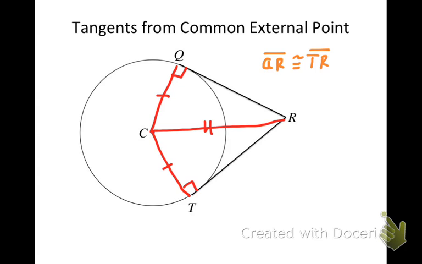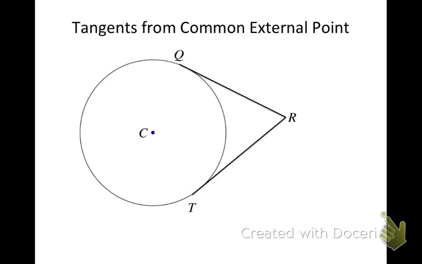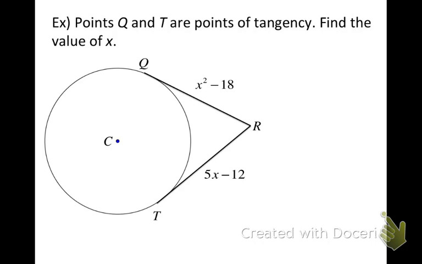So let's see one problem where we're going to utilize that fact. Here, same basic picture, but I'm telling you that points Q and T are points of tangency. There's a point of tangency, there's a point of tangency. And what we're going to do is find the value of x. Rather than draw those right triangles that I did a moment ago, we're just going to use the fact that those are two tangents, they intersect outside the circle, so they've got to be congruent to one another. We're going to use that fact to say that x squared minus 18, the length of QR, has to be equal to 5x minus 12, the length of TR.